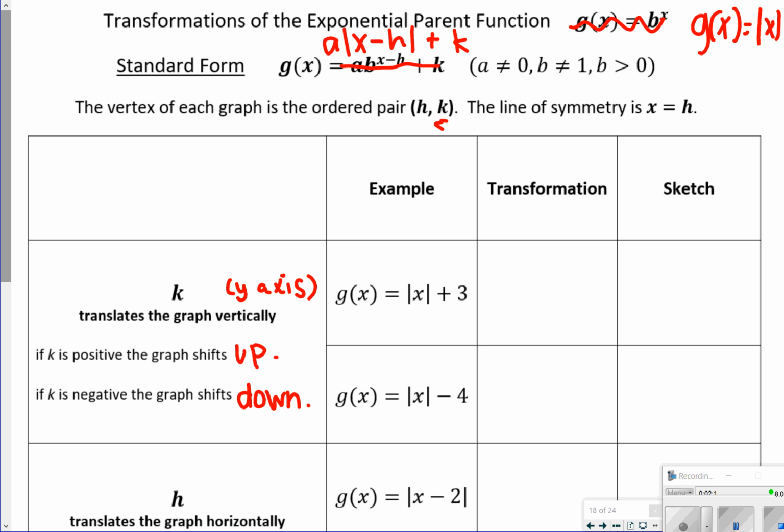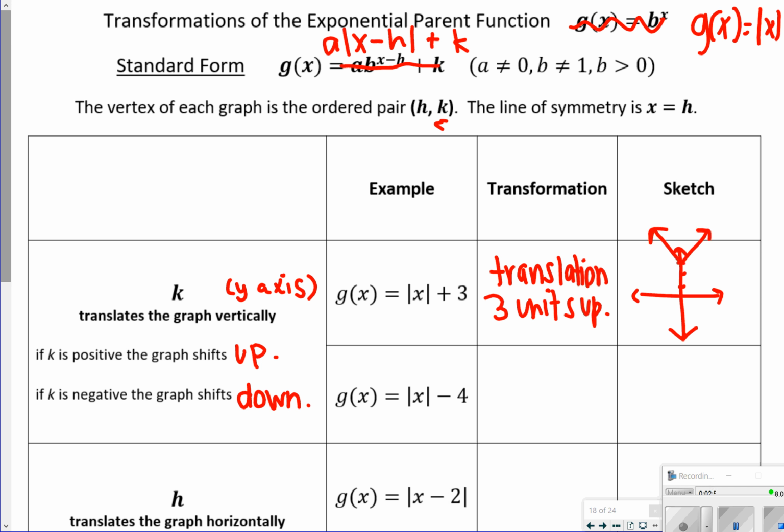Okay, so we have a few examples here. The first one we're going to look at is just an example. If we have g of x is equal to the absolute value of x plus 3, that transformation would be a translation 3 units up. And the sketch would maybe look like, so you're just going to draw yourself a little graph here, and we're just going to do the parent function, but translate it 3 units up. So if we have 1, 2, 3, that means our graph would be about here as far as absolute value goes.